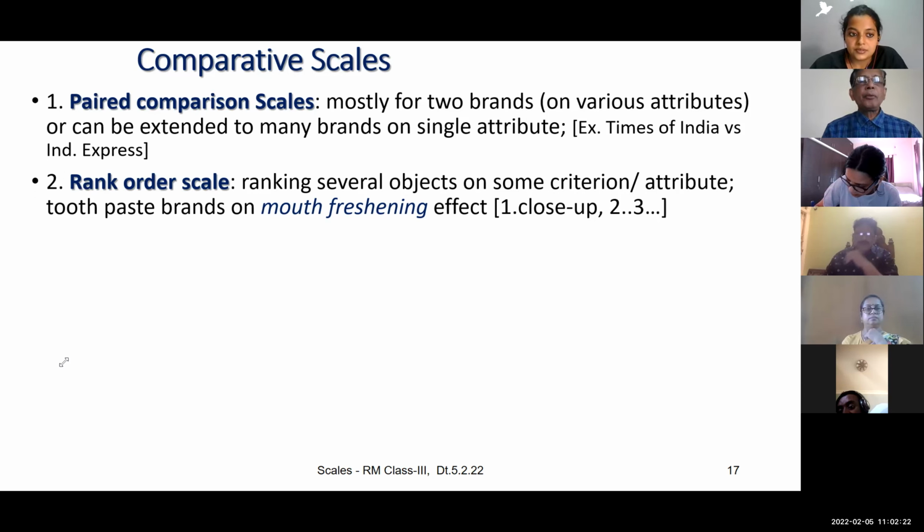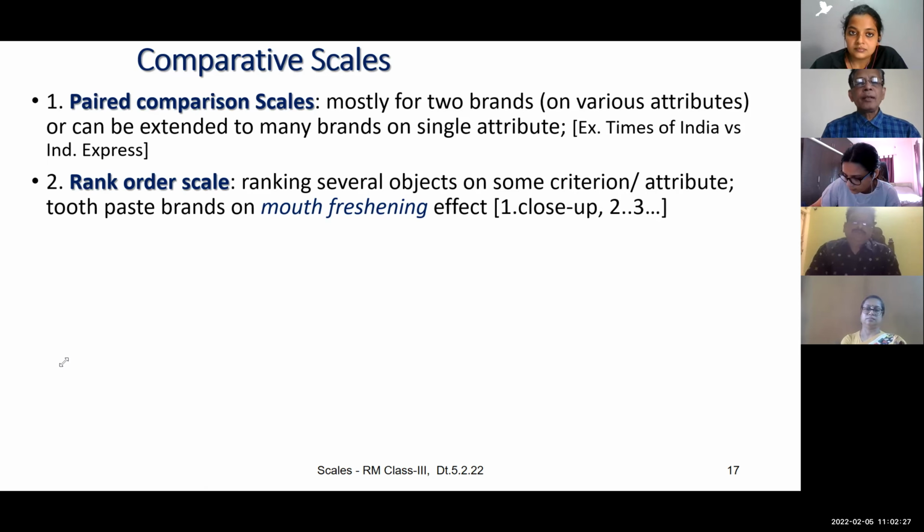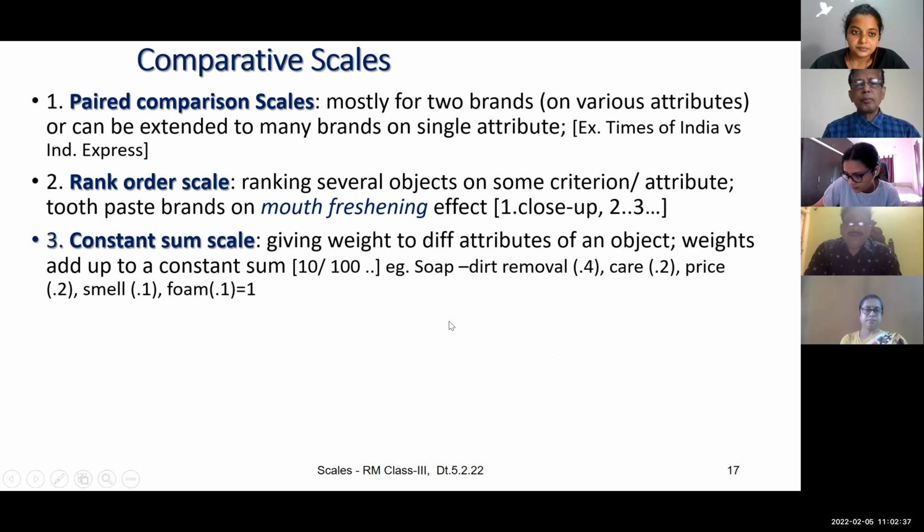Okay. But here you have to have different attributes in the first one. In the second one, you have to have only one attribute, several brands. Is that okay? Yes, sir. Sir, moving forward. Yeah, Vanu. Sir, one thing, in paired comparison scale, can you take more than 2? Sorry, come again. Sir, in pair comparison scale, you're taking mostly 2 brands. Can you take more than 2? That's what I just suggested, Neha, 3 newspapers. Yeah. Okay. Just now we discussed that.